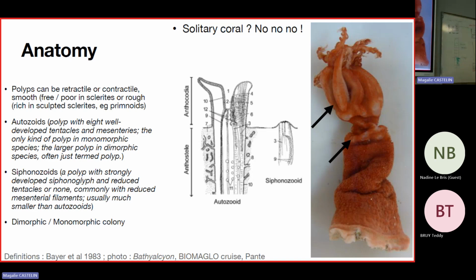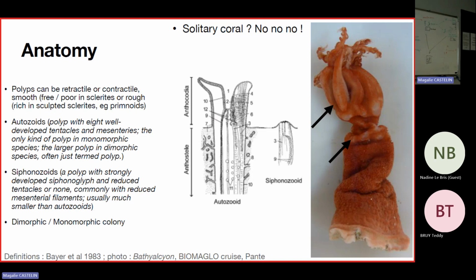When you have only one type of polyp, for example only autozooids, you have a monomorphic colony, one type of polyp. If you have multiple, you have dimorphic colony types. And you see this often in diagnoses of octocoral taxa. So I gave the definitions here of autozooids and siphonozooids. These definitions come again from Bayer, 1983, which is, in my opinion, still a very pertinent reference.